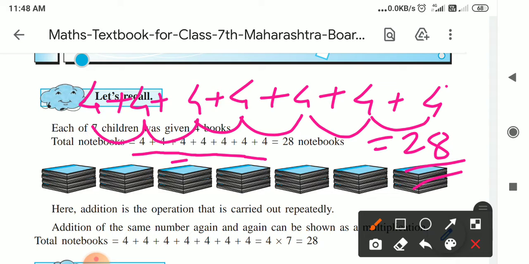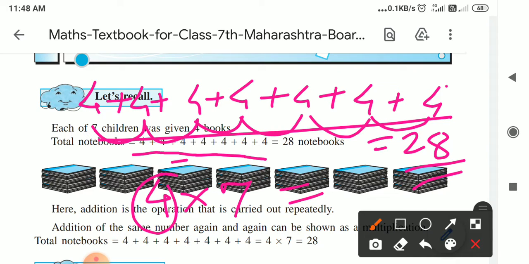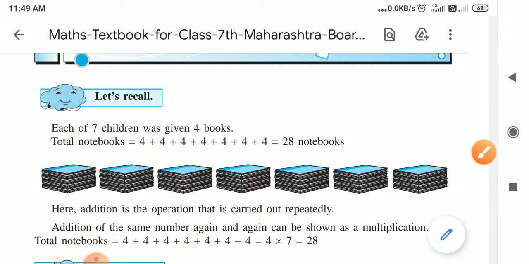This is the addition method. But every time such a long addition is not possible. So at that time what do we do? 4 into 7. So 7 4s are 28. Means 4's addition, how many times have we done it here? 7 times. So 4 into 7 is equal to 28.